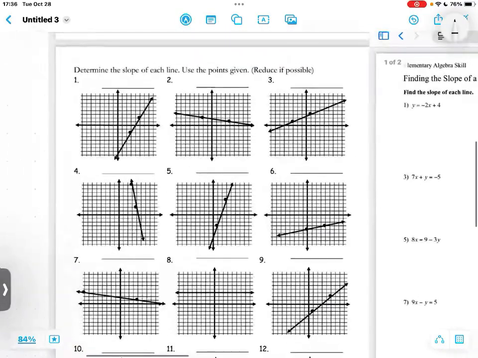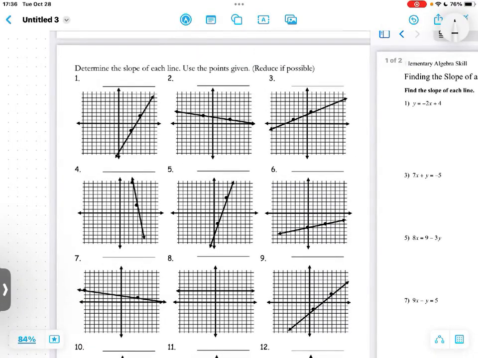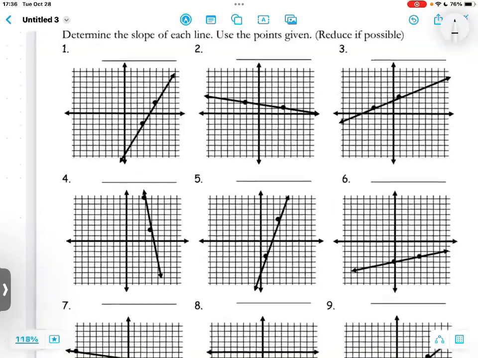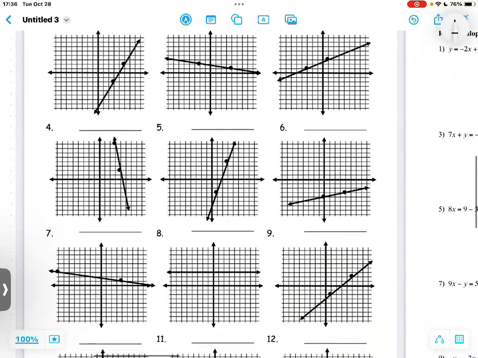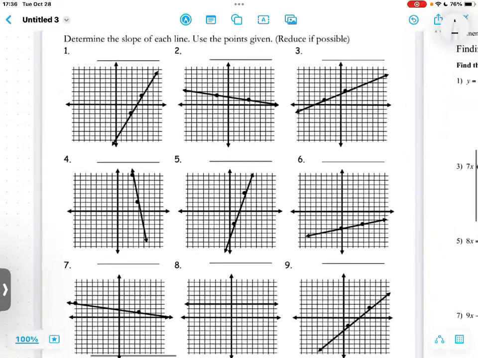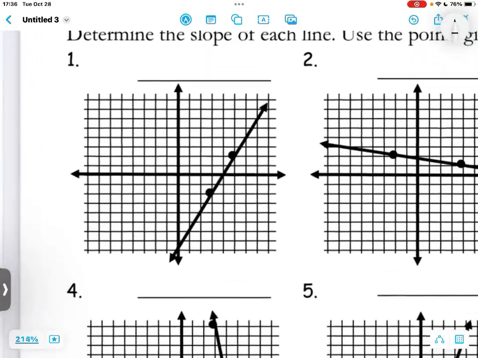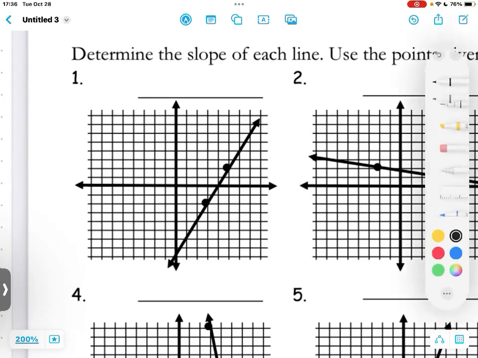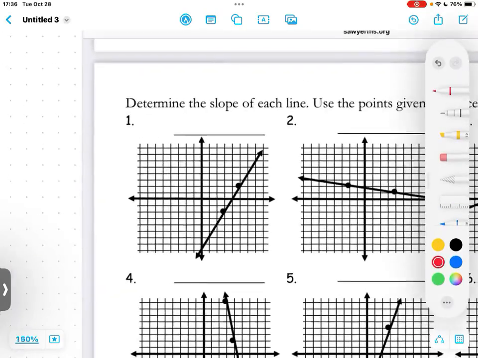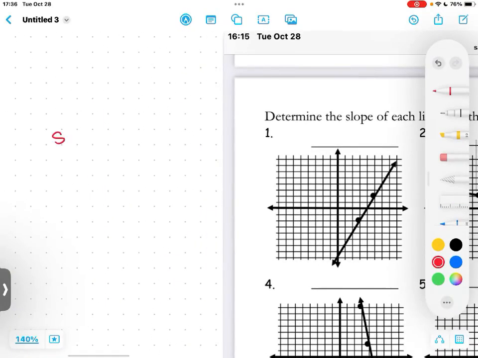But we're going to just start off with the basics, and that is determining the slope of the line using the points that are given. I'm probably going to do maybe just the odd problems. That way half are done, and then people can go and look at the other half themselves if they want to. So with determining the slope, what is slope?